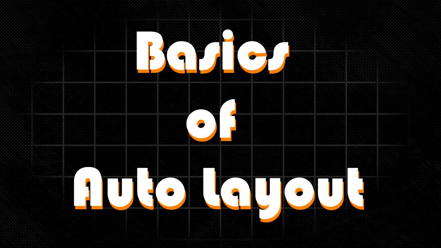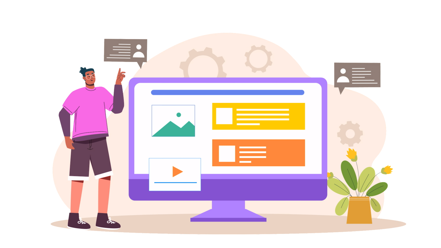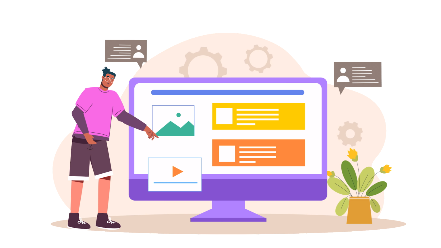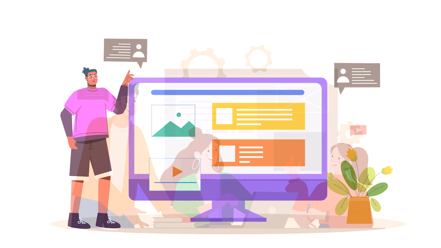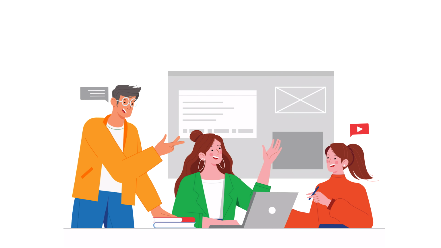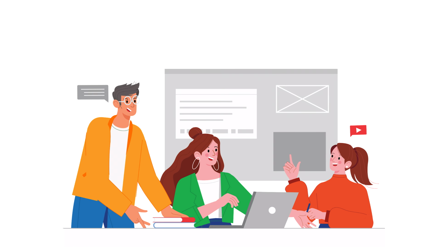So let's get started. Before diving into advanced features, let's quickly go over the basics of auto layout in Figma. Auto layout allows you to create flexible, responsive frames where the positioning and resizing of elements happen automatically, based on either their content or the parent container. You can think of it like laying out your items in a grid or a stack that automatically adjusts as content changes.